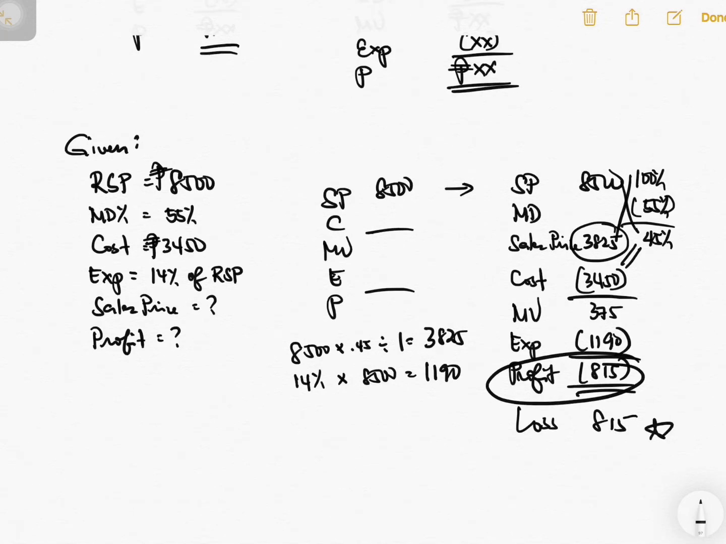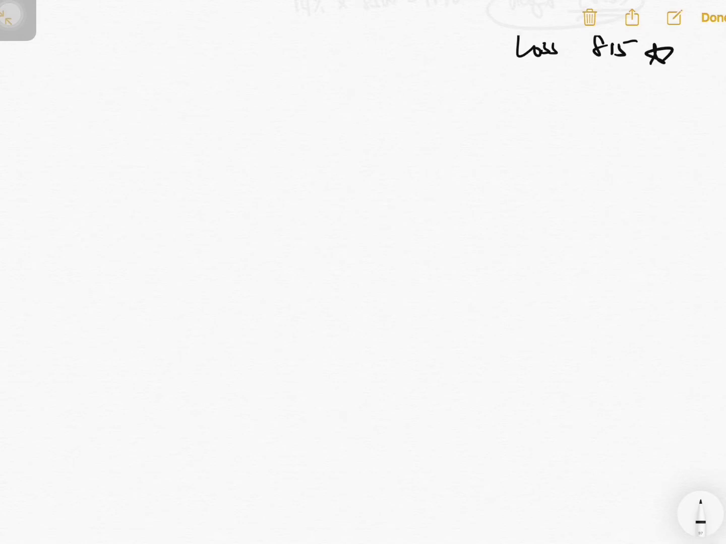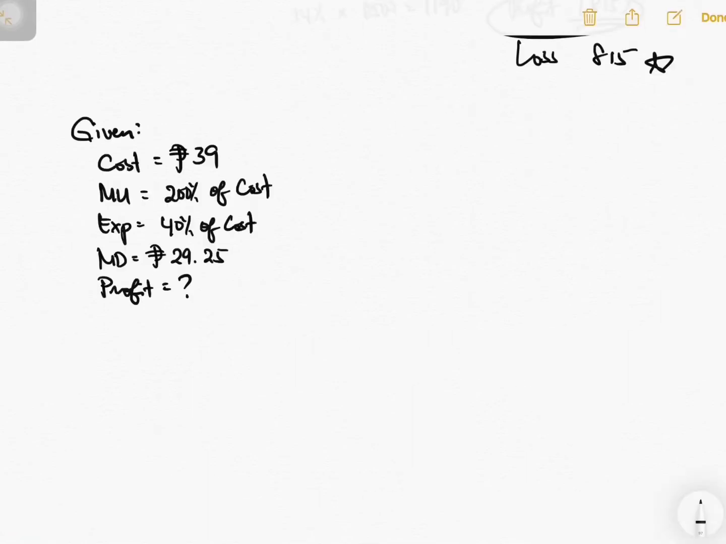So let's have another, last one, for markdown. You are given the cost of 39. Markup is 200% of cost. Expense is 40% of cost. Markdown is 29.25. And then you are tasked to compute the profit. And again, for the profit, it should be the profit in the with markdown column. So since you don't have the regular selling price yet, let's compute for that.